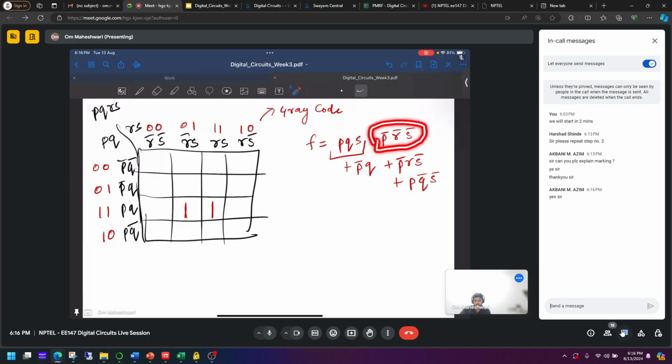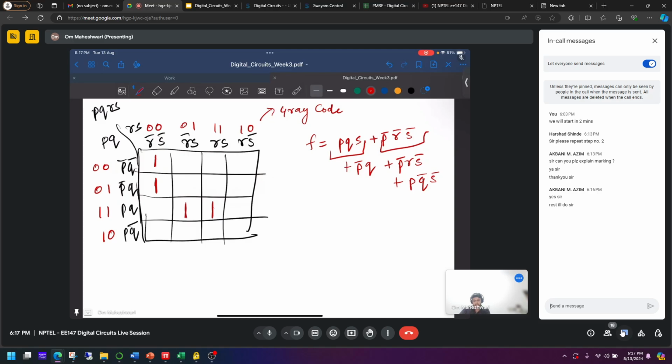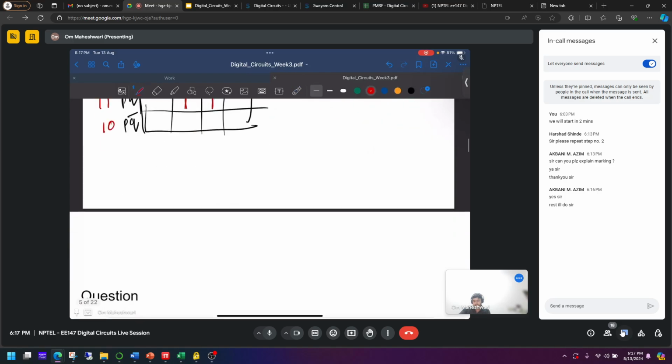P bar, R bar, S bar. The P bar is here, P bar is here. This whole top eight cells can be P bar. Then you have R bar and S bar here. So the intersection is only here. So we will mark once here. So we have done this and this. Next is P bar Q. This whole row is P bar Q. So we'll mark once here.